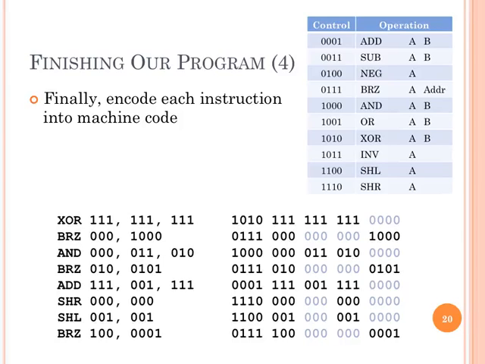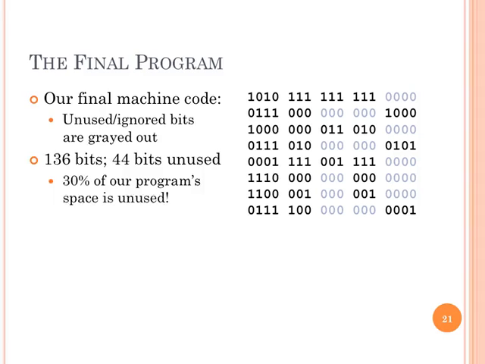XOR, we don't care what the branch address is. XOR doesn't use the branch address, so nothing will actually look at that value and use it for anything, and so forth. Same thing with branch of 0. You can see that we don't care about the second operand and the result. So this is a pretty inefficient encoding of our instructions.